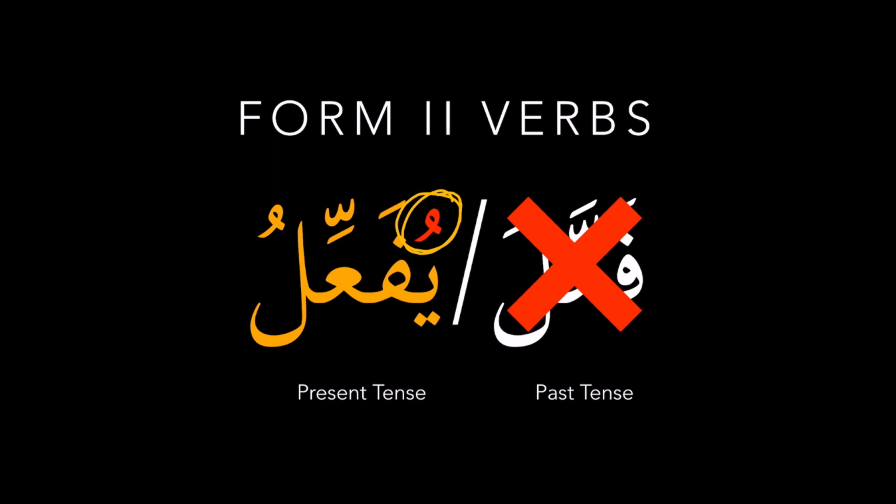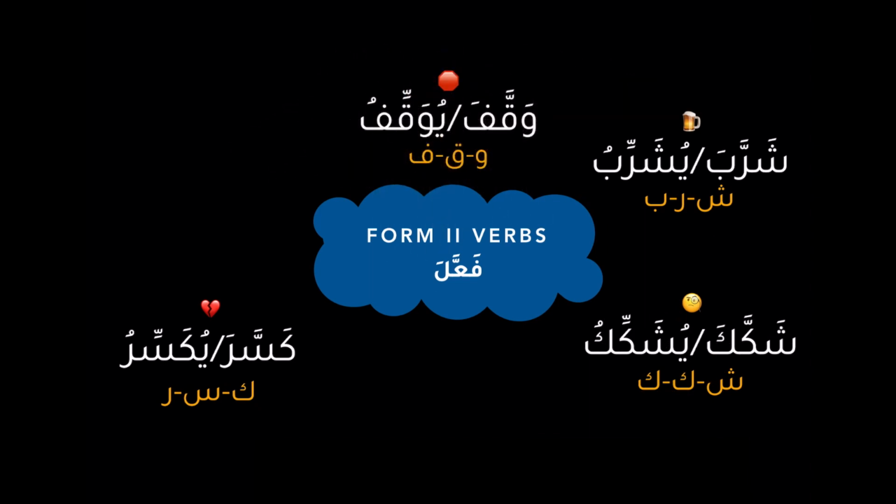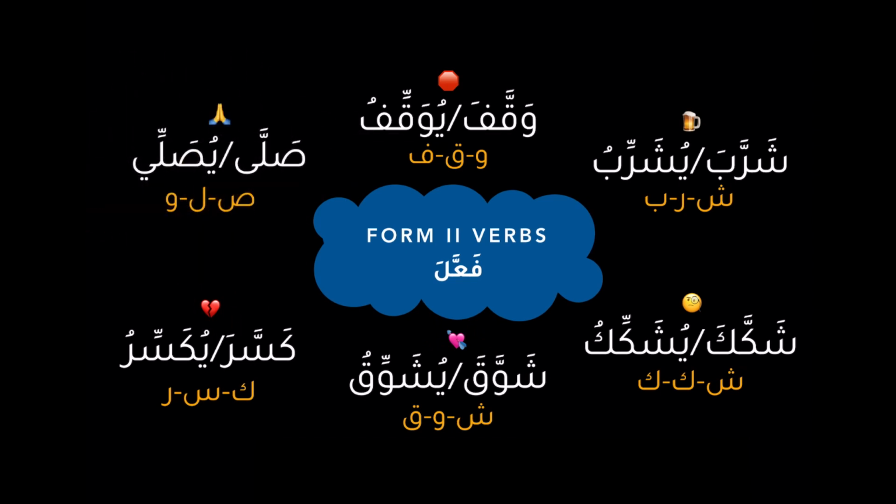If you've been exposed to Arabic at all, you've probably come across a bunch of Form 2 verbs. And these are verbs like شرب يشرب, كسر يكسر, شكك يشكك, وقف يوقف, شوق يشوق and صلى يصلي. The good news is that almost all Form 2 verbs conjugate the same exact way, even the irregular ones. The only exception are defective verbs.